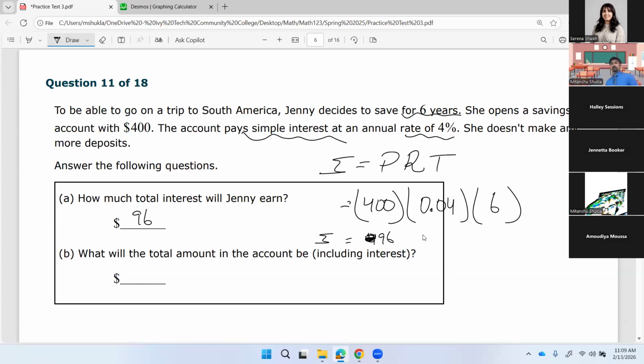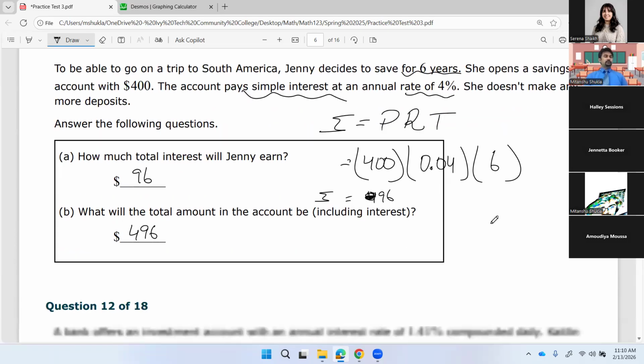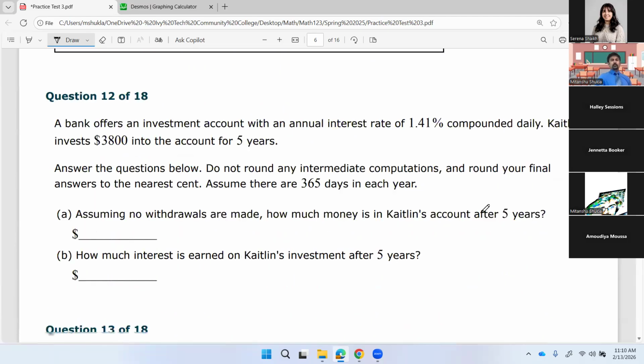So if I earned $96 in interest, what is the total amount? Well, it's whatever I started out with plus my interest. So 400 plus 96. You got it. So it'll be 496. Okay. Any questions? Comments, concerns? Doing okay still? Good.